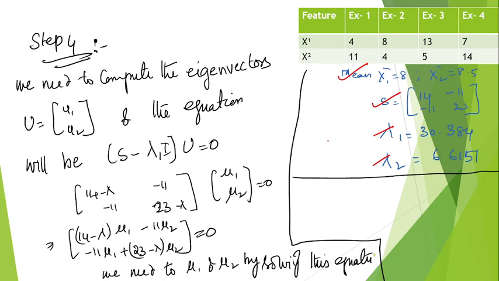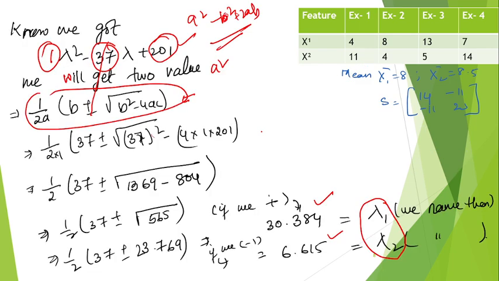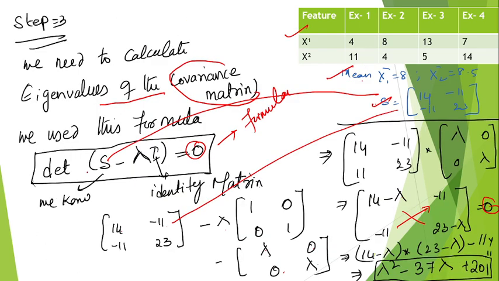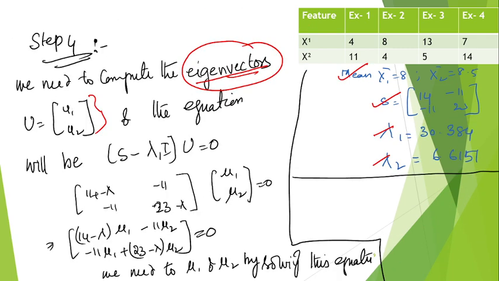Now step 4, what is this? We have calculated eigenvalues for our S. Now we need to compute eigenvectors. These are eigenvalues; we need to compute eigenvectors. We denote them as mu, u1, u2, and the equation will be the same. What is the equation for eigenvectors here? It is the determinant of S minus lambda I, times mu, equal to 0.